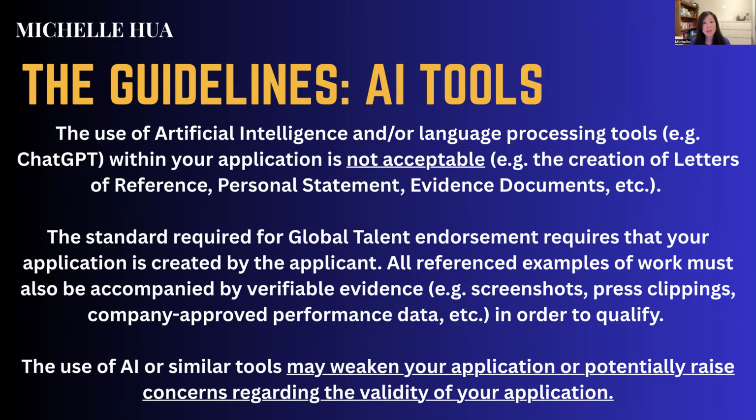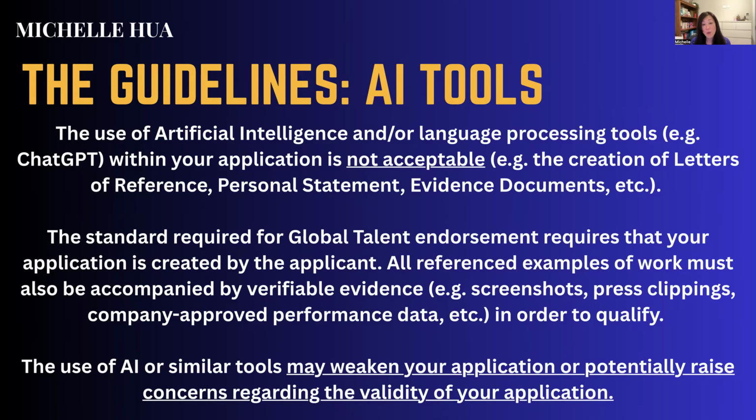However, the guidelines also talk about AI tools, because sometimes you would need to draft some of your documents, but the guidelines provide a special criteria about AI tools. It states the use of artificial intelligence and or language processing tools, for example, ChatGPT, within your application is not acceptable. For example, the creation of letters of reference, your personal statement, your evidence documents, and some of the evidence that you're going to produce to help you fulfill the mandatory and optional criteria.